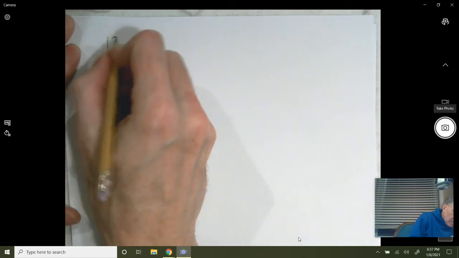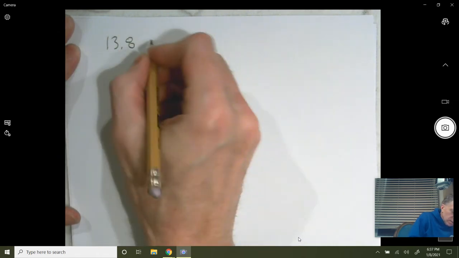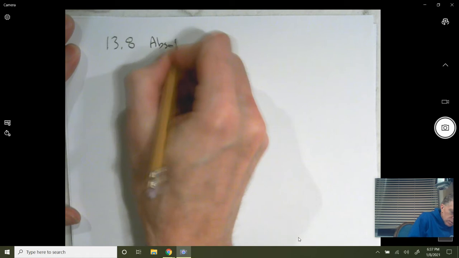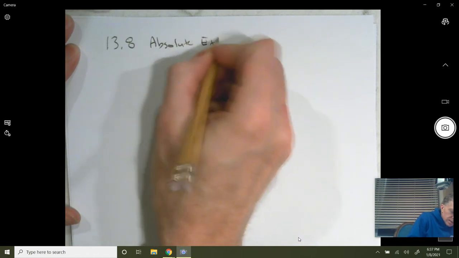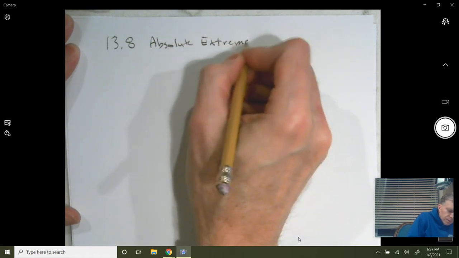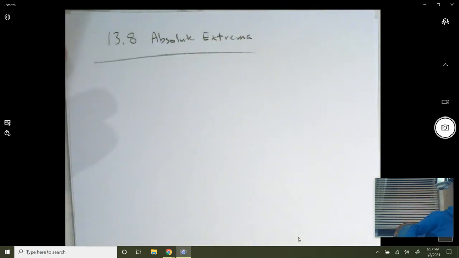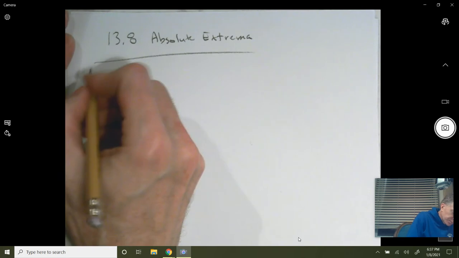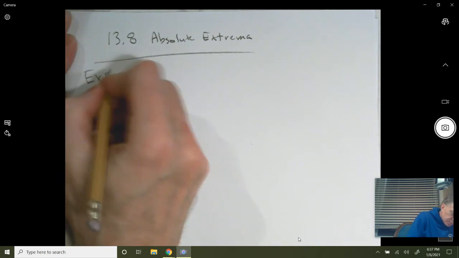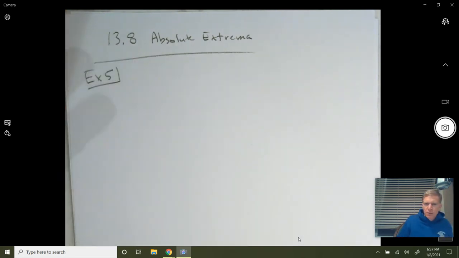Good morning. This will be a video from 13.8, finding absolute extrema, absolute max and mins. Okay, I'm going to go over example 5 from the book from page 945. And then if you need another example, I'm actually going to go over another example if you need it. You don't have to watch both.